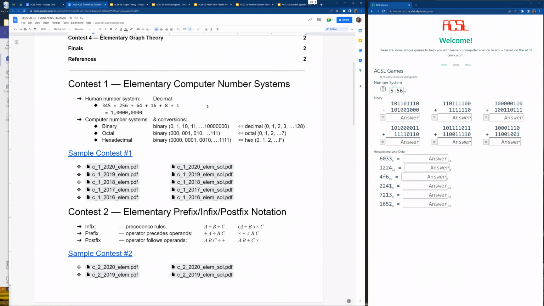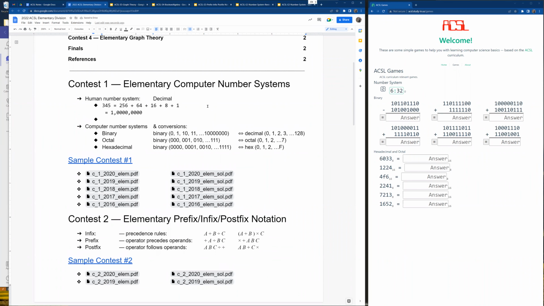But then 2, right? 2 in decimal would be 1 0 in binary, because 2 is 2 to the power of 1. 2 to the power of 1 is 2, and then the next one is 4, the double of 2. So what you have is a conversion table like this.